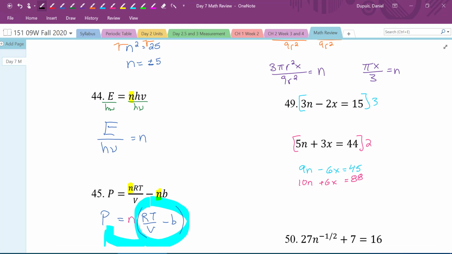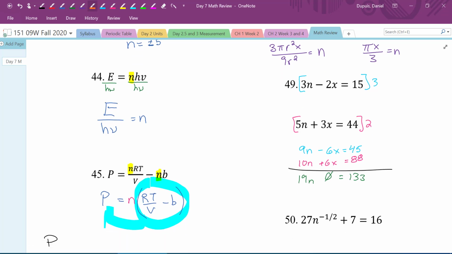Well, if we add those up, what happens to the x's? They're gone. And I get 19n equals 5 and 8, 13, carry the 1, 12, 13, 133. So 19n equals 133. Divide both sides by 19. All right, so there you go. You get n equal to 7.